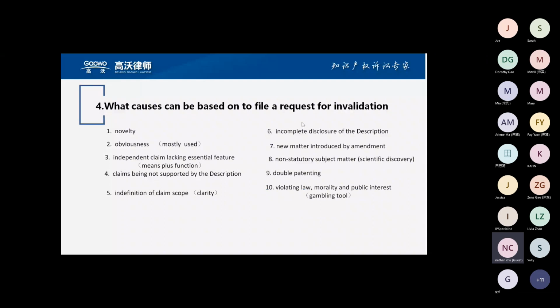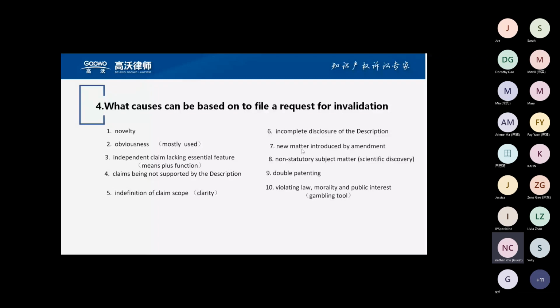Next one, your patent application cannot violate the law, morality, and public interest. For example, based on the Chinese law, a gambling tool violates the law. So the subject matter of your application cannot be a gambling tool. This is just to give you an example.